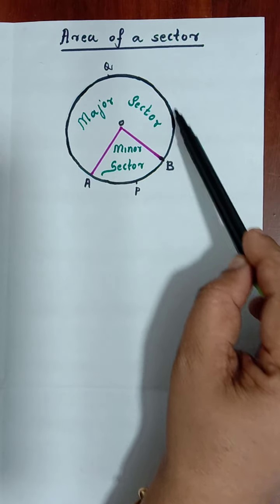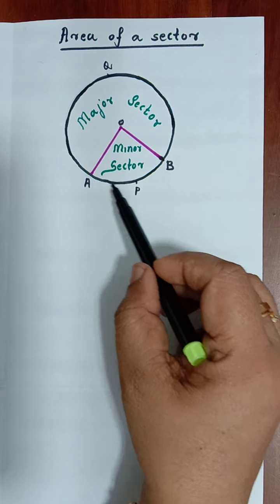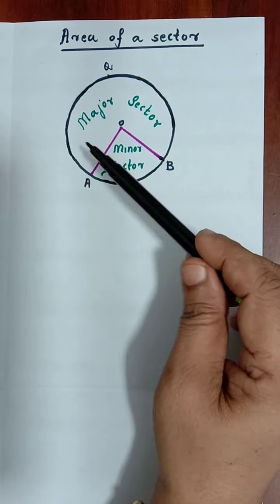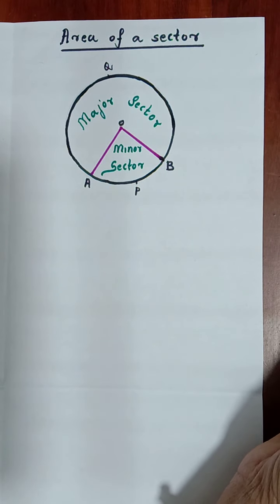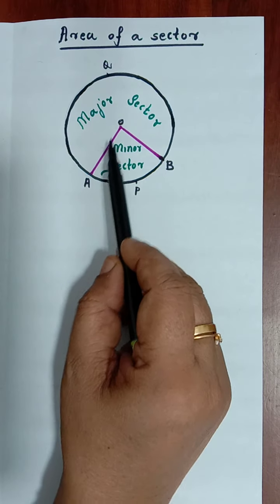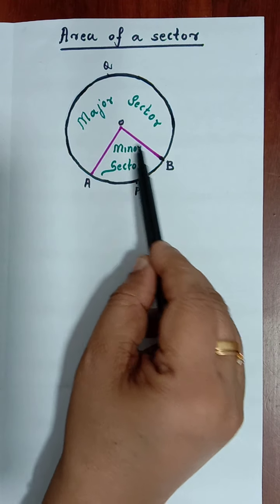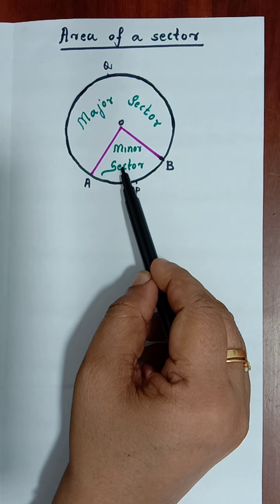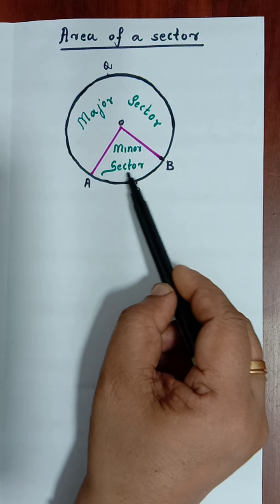There AQB is a major arc. So part of circle is always called as arc. Here we have a minor arc APB, whereas here it is major arc AQB, or AB we can say. So the portion OAPB, this portion or this area is called sector, minor sector. As it is small, we call it minor sector.